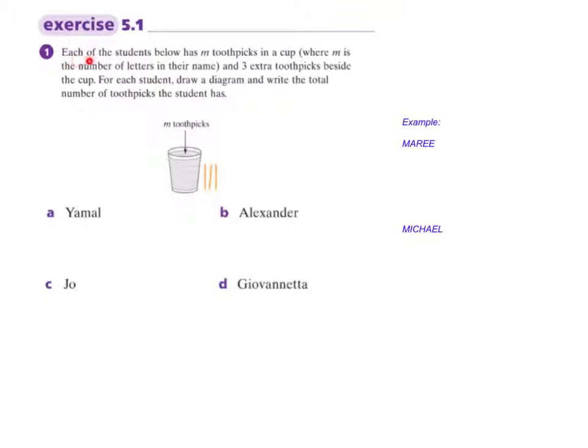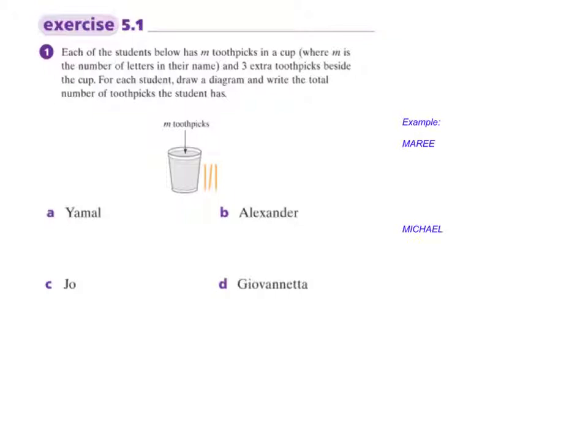It says, each of the students below has M toothpicks in a cup, where M is the number of letters in their name. So, depending on how many letters in your name, depends on how many toothpicks you pop in there. Then it's got 3 extra toothpicks beside the cup, so we've got 3 extras here. So we've got our M toothpicks, depending on the number of letters in our name, plus our 3. So let's have a look at my name over here.